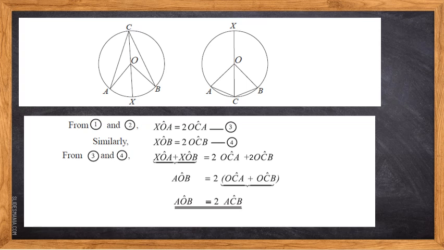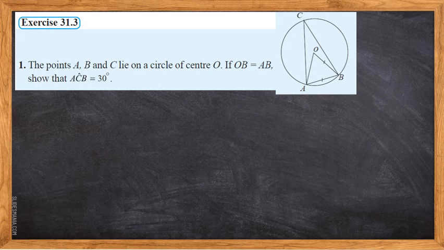Right, now we can use this theorem to prove riders. Let's look at 2 questions. Consider the first question of exercise 31.3. It says the points A, B and C lie on the circle of center O. If OB equals AB, show that ACB is 30 degrees.